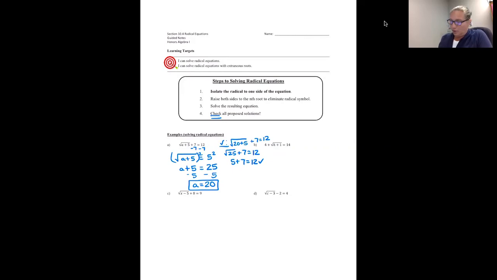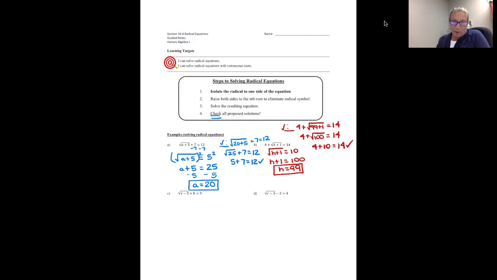Part B. We're going to subtract 4 from both sides and get the square root of h plus 1 is equal to 10. Square both sides. h plus 1 is equal to 100, so h is 99. When you check, 4 plus the square root of 99 plus 1 is 14. 4 plus the square root of 100 is 14. 4 plus 10 is 14. That is a true statement. The answer is h equals 99.